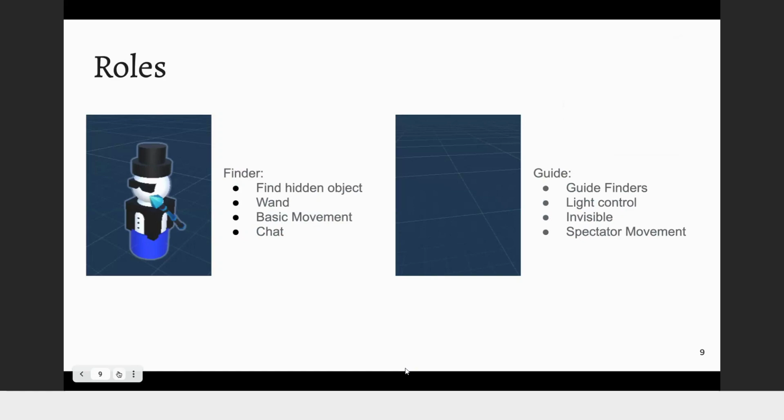And the guide, as you can see, is invisible, so the finders cannot see them. They are the leader of the lobby room, and their function is to guide the finders, and they have the ability to control the lights in the map. And at the beginning of the game, they will be spawned next to the hidden object and know what kind of object the hidden one is, and they can fly and move around. Next.